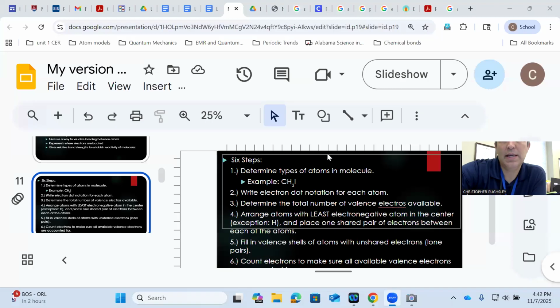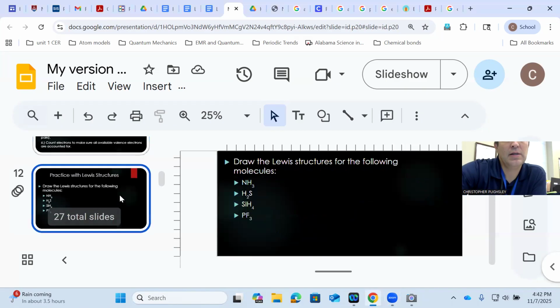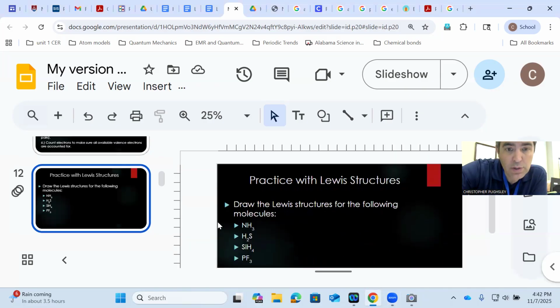All right. So again, you're going to put the least electronegative atom in the center, with the exception of hydrogen. Hydrogen is never going to be in the center. And place at least one shared pair of electrons between each of the atoms. Fill in the valence electrons with the unshared pairs and count the electrons to make sure all valence electrons are accounted for. All right. I think we can do that first one here.